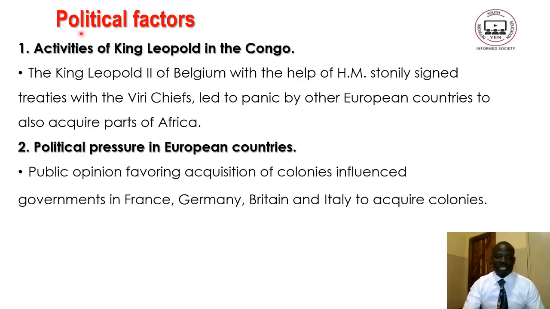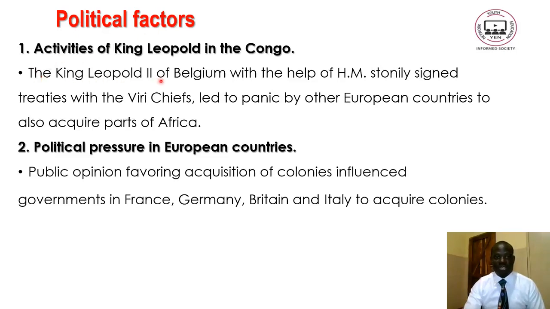Now, having looked at the social factors and the economic factors for the partition of Africa, this is now the time for us to look at the political factors for the partition of Africa. So, activities of King Leopold in Congo is number one under political factors.